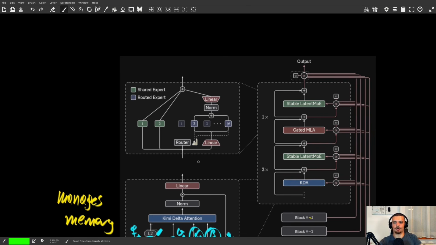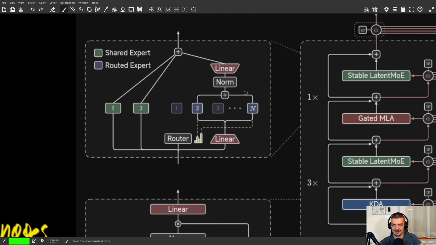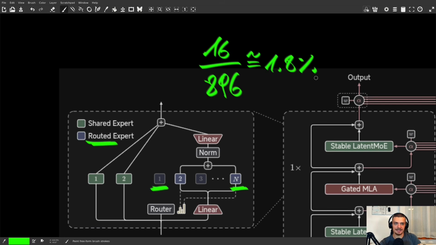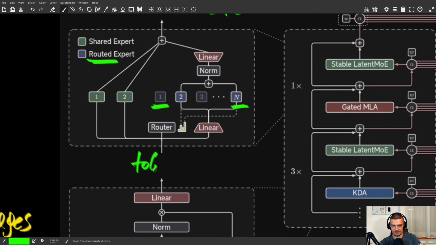And what you can see here is an interesting architecture, because what we have here is a bunch of routed experts, 1 to n. These are routed experts here, as you can see, and those are in total 896. We have 896 routed experts, 16 of which are always active at the same time. So that's a little bit less than 1.8%. And that means that what is happening here is, again, tokens flow in, and the raw tokens without any mapping are fed into the router.